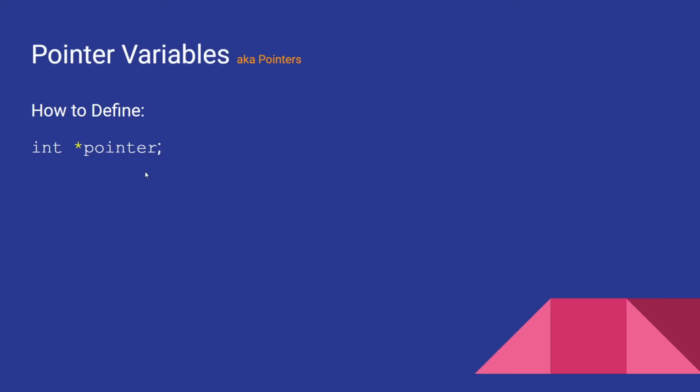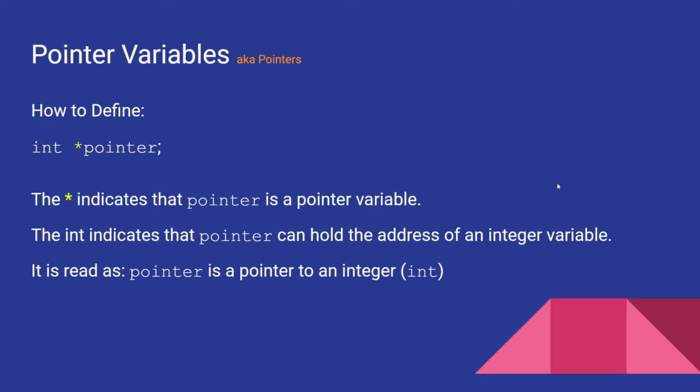This works perfectly fine as well. And then as we see here, the asterisk indicates that the pointer is a pointer variable. The integer indicates that the pointer can hold the address of an integer variable. And this is read as: pointer, the variable pointer, is a pointer to an integer.